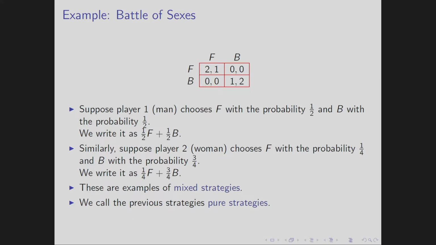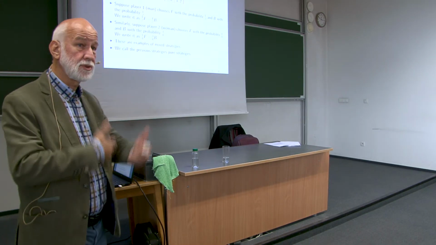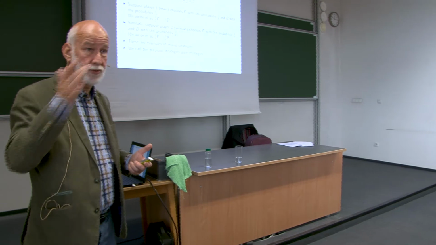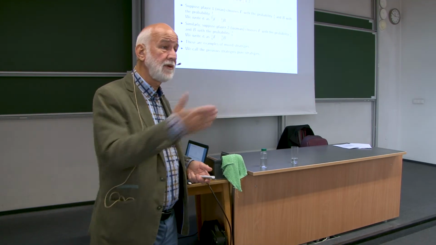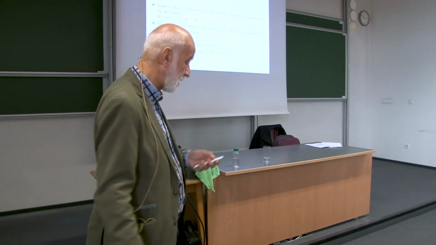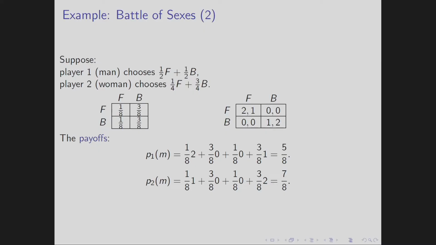And suppose that the other player, the woman, chooses F with probability 1/4 and B, ballet, with probability 3/4. So she also has a strategy, and we call these strategies mixed strategies. And to distinguish them from the previous strategies, which I used all the time, the previous strategies will now be called pure strategies. So now suppose that each of them chooses a strategy which is mixed now.